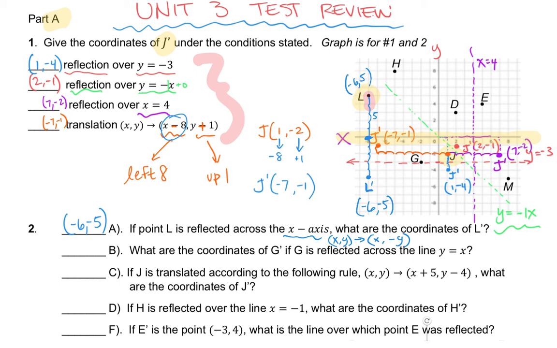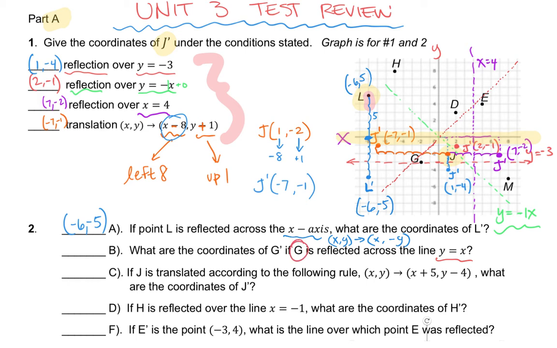What are the coordinates of G prime if G is reflected across that diagonal line, y equals x? So this is a positive x now, so that's going to be a slope of +1, which means up 1 over 1, and that's the diagonal line that I'm making right now. Trying not to mess it up. All right, and we're going to flip G over that line.